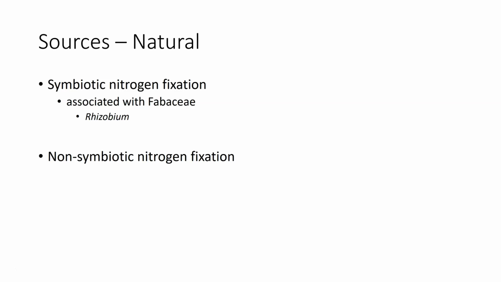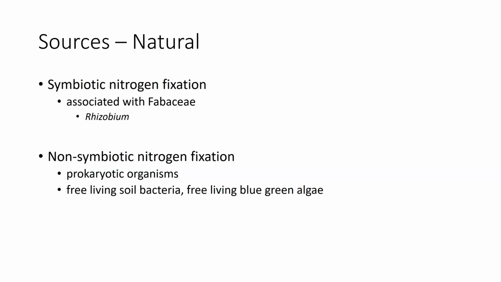We also have non-symbiotic nitrogen fixation. Non-symbiotic nitrogen fixation is where you will have bacteria that are associated with the root zone or free living in the soil. These will fix their own amounts of nitrogen. Then as they degrade, this will supply nitrogen to the plant. These are prokaryotic organisms that do this. We're talking about free-living soil bacteria and free-living blue-green algae. One of the genera that we talk about is Frankia, which is an actinomycete.